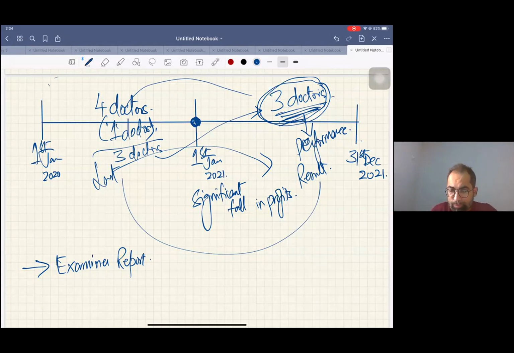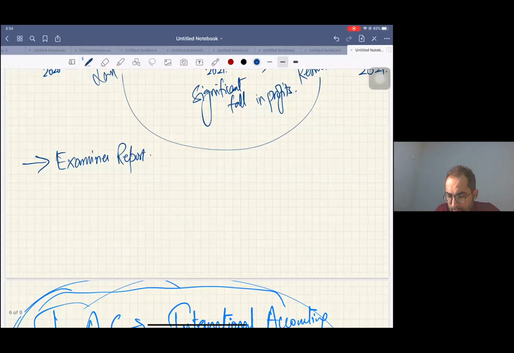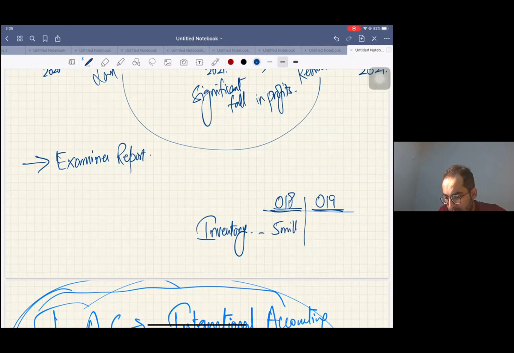Now wait. In the question, it was written, see, this is 2018 and this is 2019. Look here. Last year, inventory was 5 million, and now it is $7 million. So from the SOFP, it was clear that the inventory level has increased.